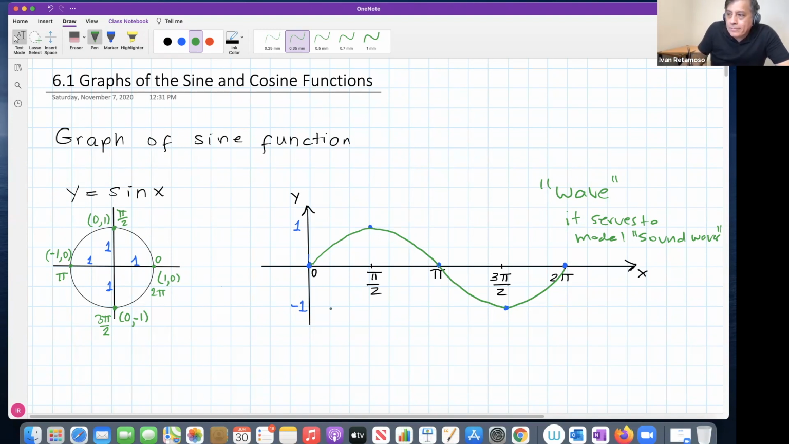Okay, so mathematicians started to give names to the main features of this graph. For example, notice that this graph has a maximum value of 1 and a minimum value of -1, right? So this is what mathematicians call the amplitude. This and this. So basically, you see this middle line, let's call it the middle line.